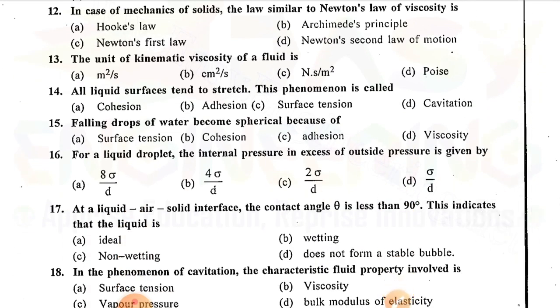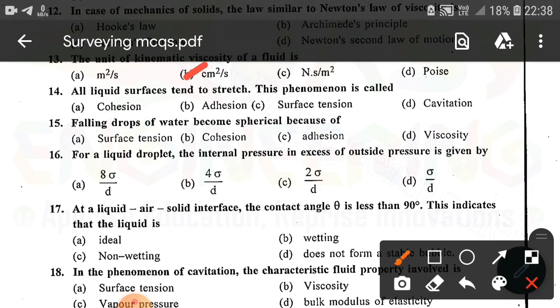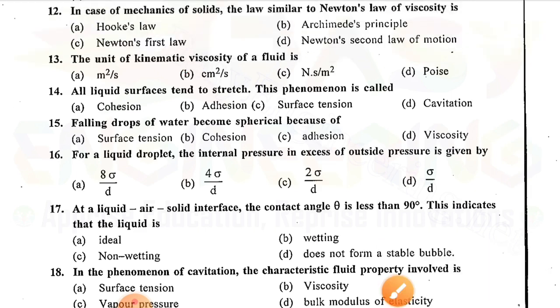Question number 13, the unit of kinematic viscosity of a fluid is, option B is correct, centimeter square per second. Question number 14, all liquid surfaces tend to stretch. This phenomenon is called, option C is correct, surface tension.